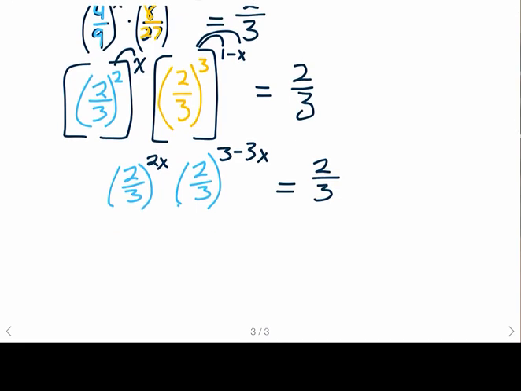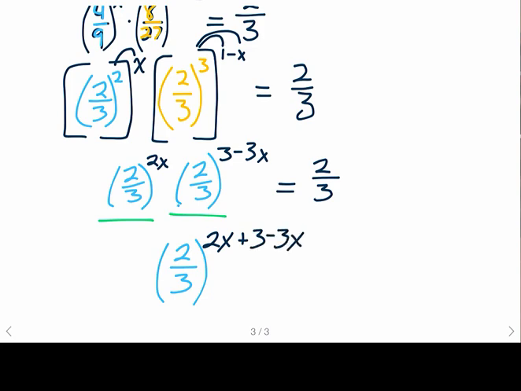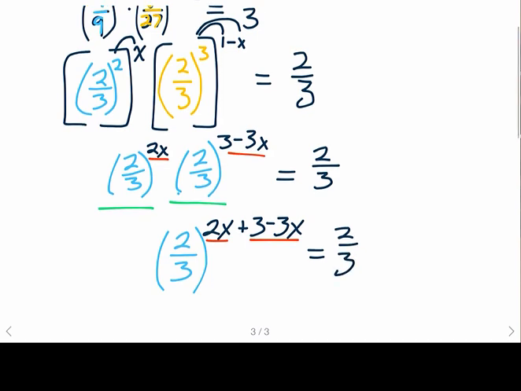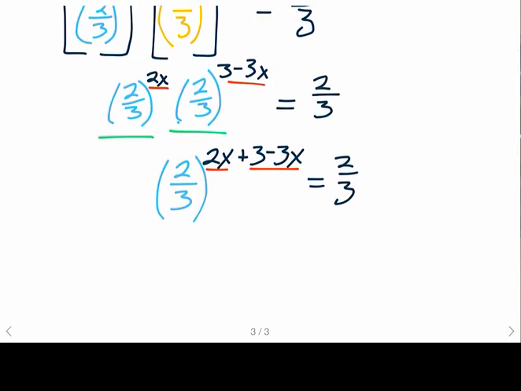Now back to the left, we have two factors that we're multiplying together. They have the same base. So we're going to consolidate that, write down 2/3 once, and now remember we're going to add the exponents. I'll take this step by step. So we have 2x from the first factor plus 3 minus 3x from the second factor. You see we are adding those exponents together. And on the right-hand side, we still have 2/3. Collecting like terms in the exponent now, we have 2/3 to the negative x plus 3.